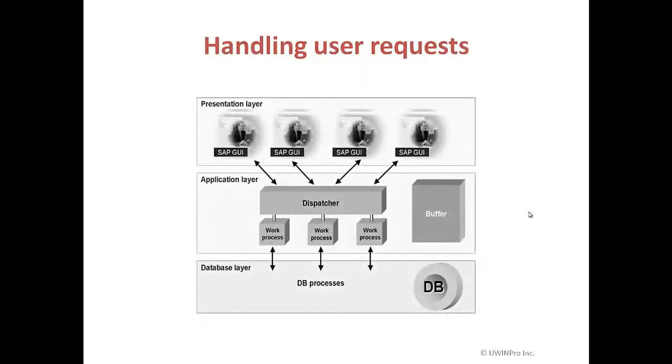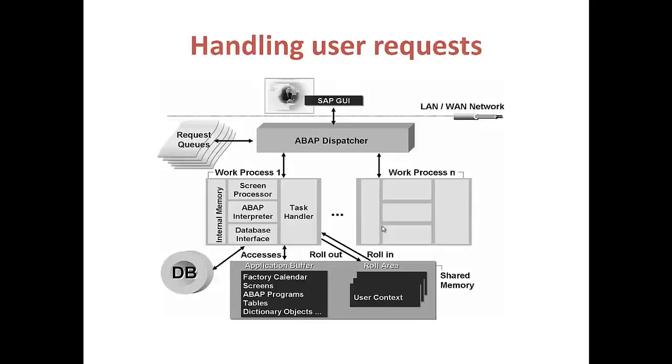So whenever a user requests information, that information is waiting in the dispatcher. If the dispatcher is available, the dispatcher will hold the information until a dialog work process is available. When the dialog work process is available, the information will go from the dispatcher to the dialog work process, and through the database process it will access the database, and the information comes back to the dialog work process memory. The processing is done, and then the information goes back to the dispatcher and then the user.